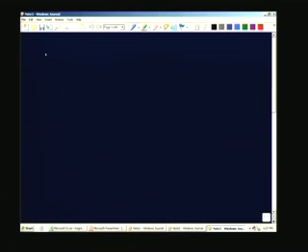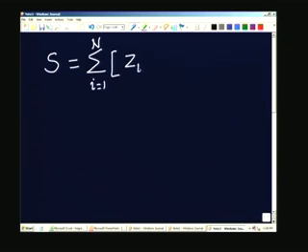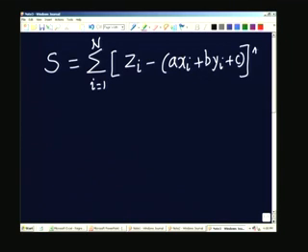So, least squares principle means I am going to minimize some quantity S, which is sigma over i equal to 1 to n, where n is the number of data I have, of (z_i minus (a x_i plus b y_i plus c)) whole square. So, I have to minimize the quantity which is shown here.